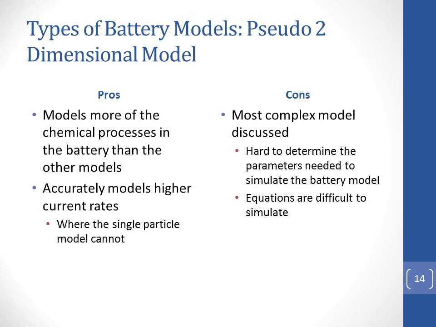Finishing up the pseudo 2D model discussion with the pros and cons. On the plus side, it models the positive electrode, negative electrode, and separator, which the two other models failed to do. This provides a better picture of what's going on inside the battery. This model can also accurately model high current values where the single particle model failed. The negative of that is, of course, this is the most complex model out of the three. There are a large number of parameters needed to model this battery well. Also, this model is computationally very difficult to simulate. It requires a lot of math tricks to run quickly on a personal computer.